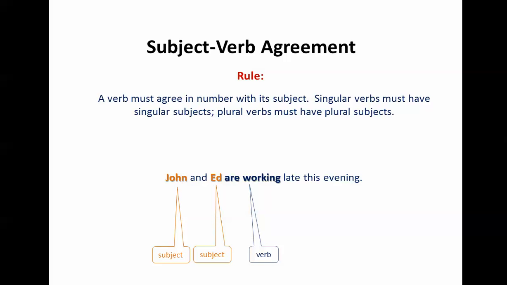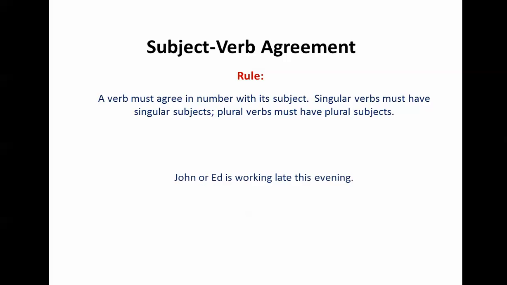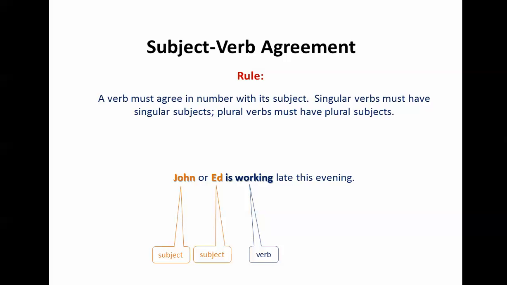But suppose the sentence read this way. John or Ed is working late this evening. Here we use the singular verb is working because the linker is or rather than and. Or means either one but not both. This is also true if we have a compound subject of more than 2.